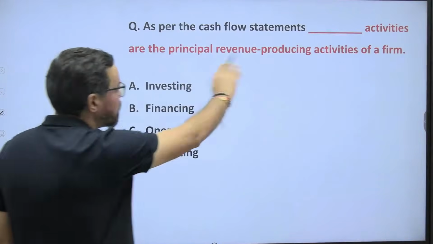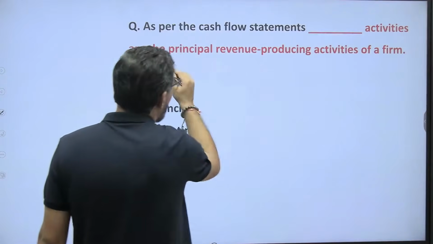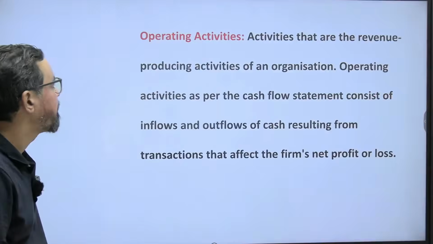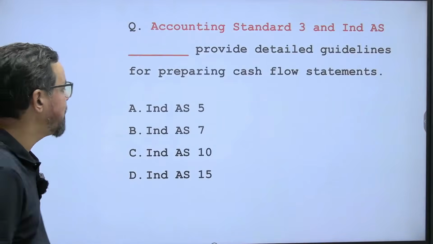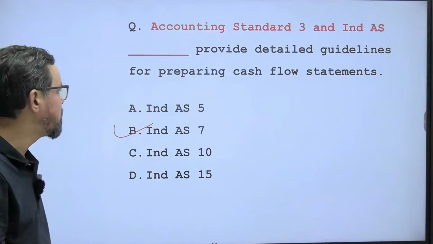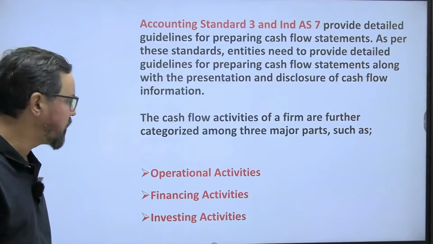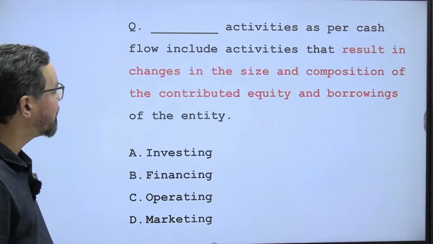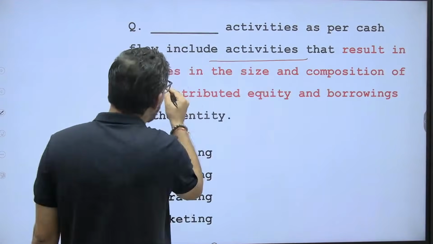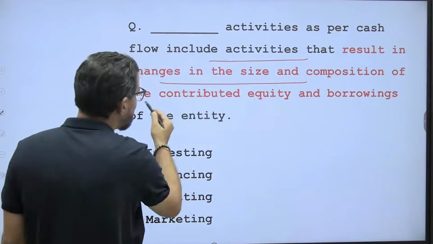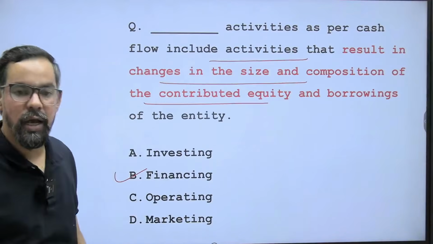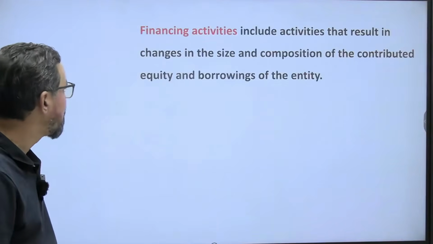As per the cash flow statement, dash activities are principal revenue producing, so operating activities. Accounting Standard 3 and Indian Accounting Standard 7 generally deal with the preparation and presentation of cash flow statements. Dash activities as per the cash flow include activities that result in change in size and composition of contributed equity and borrowings. So what will be your correct answer? Financing activities. Okay. Next one.